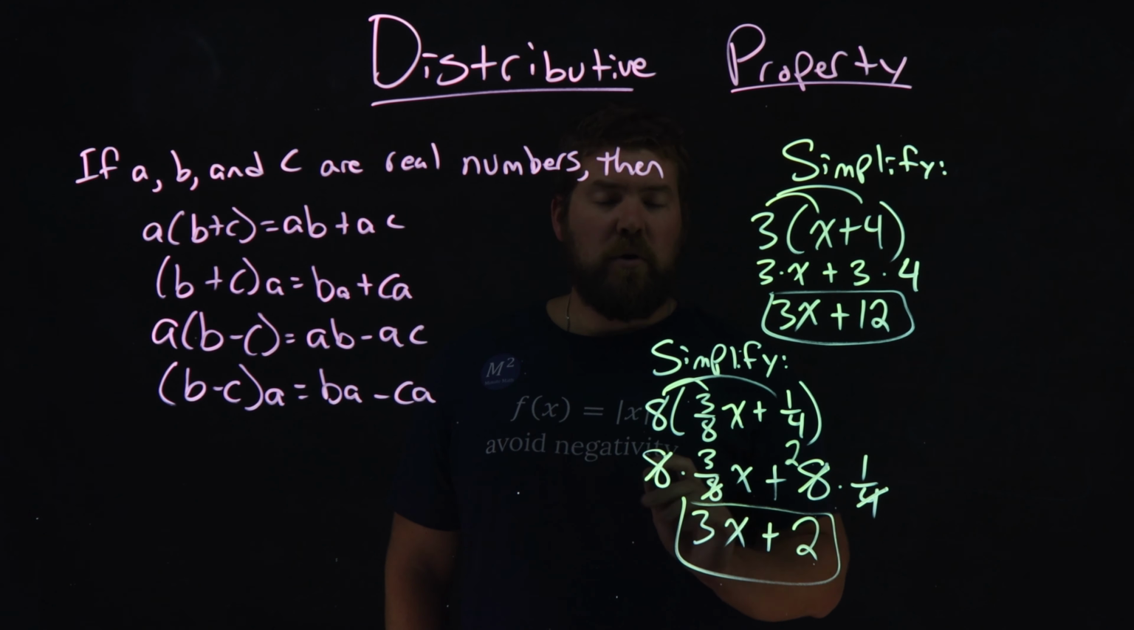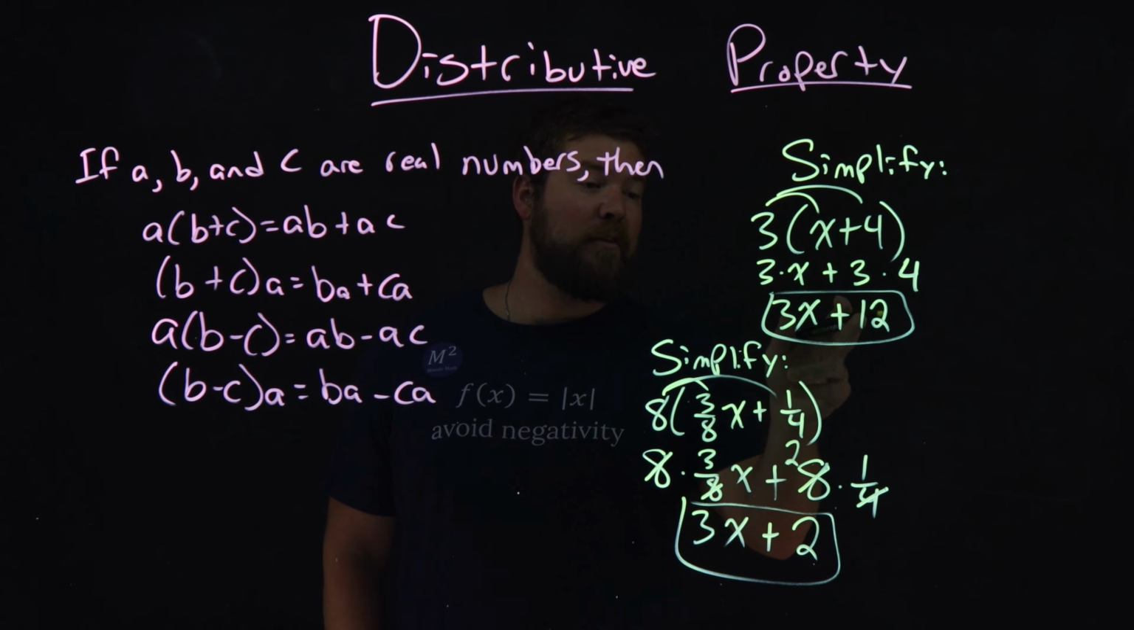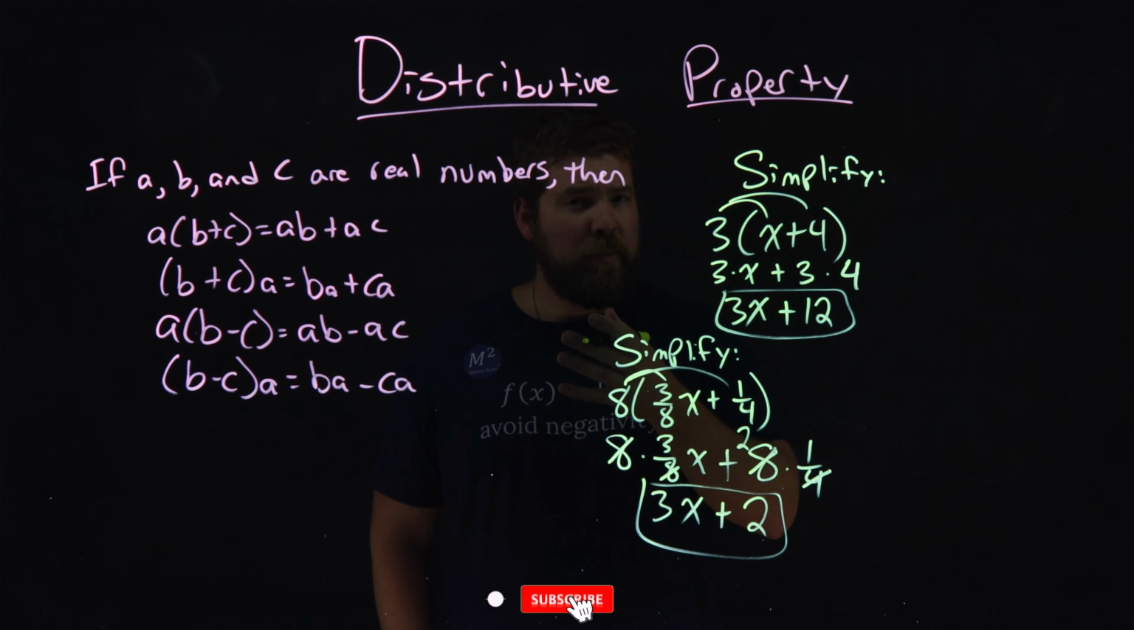And so we use the distributive property to simplify both of these expressions, and we got 3x plus 12 and 3x plus 2. I hope you better understand the distributive property now.